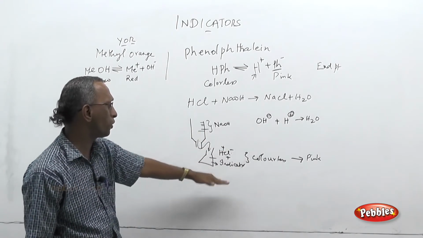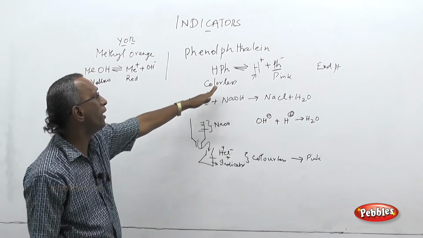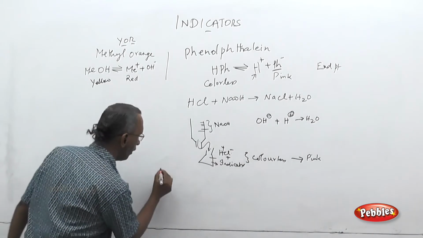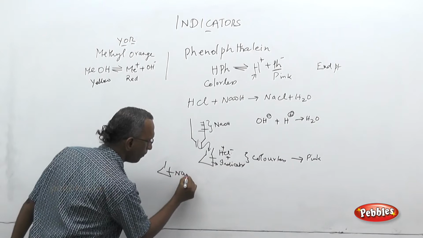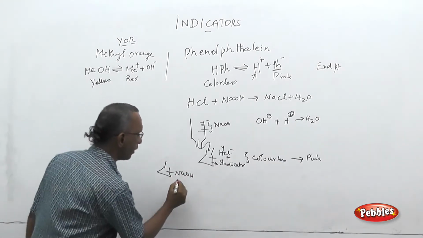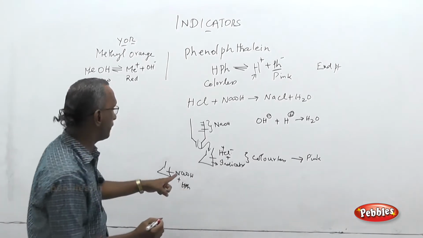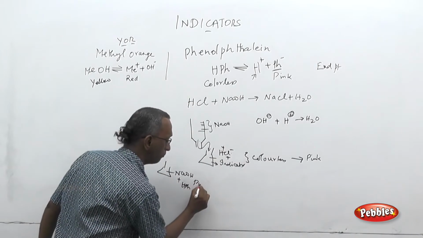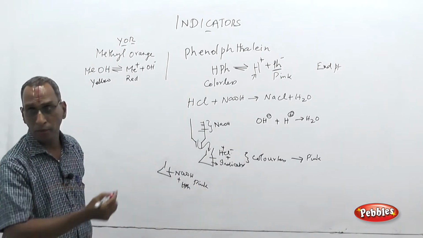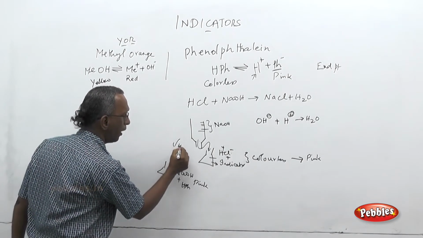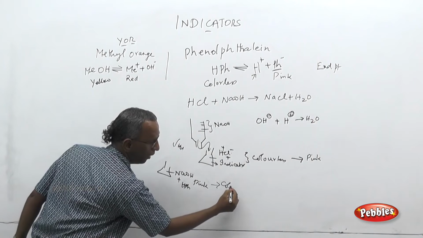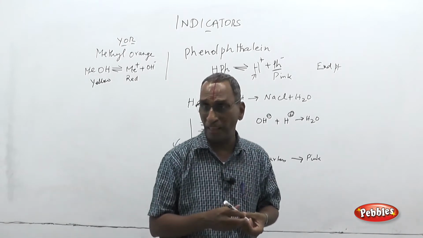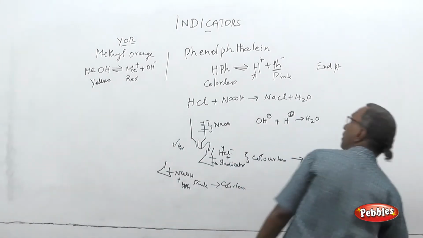So each indicator possesses some end point. The end point of phenolphthalein is a change in color from colorless to pink or pink to colorless. Alternatively, if you take sodium hydroxide in the conical flask, sodium hydroxide plus phenolphthalein. Phenolphthalein is a weak acid. In this reaction, H+ and OH- are removed, and it becomes pink. The conical flask contents are pink. To this pink, if you add HCl from the burette, it becomes colorless. That is called the disappearance of pink color. So we have the appearance of pink color or the disappearance of pink color.